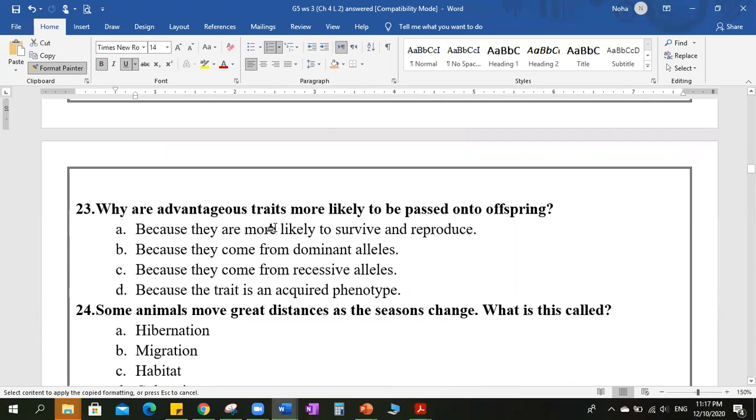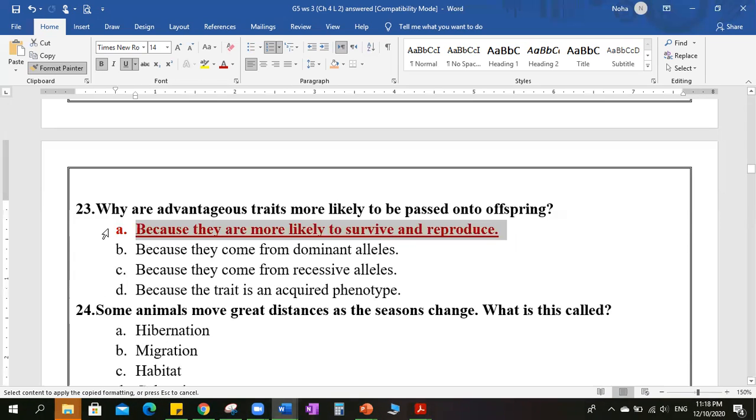Why are advantageous traits, which means good traits, more likely to be passed on to offspring? Because the organisms with the best traits that help them survive more in the environment will be able to reproduce and make more offspring or more babies that carry the same good genes or good traits. So because they are more likely to survive and reproduce.